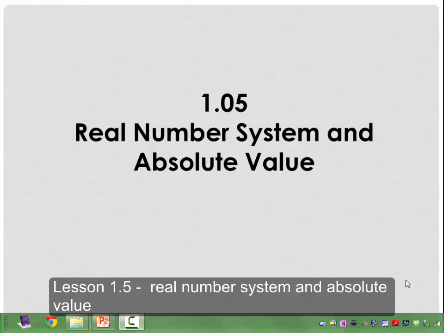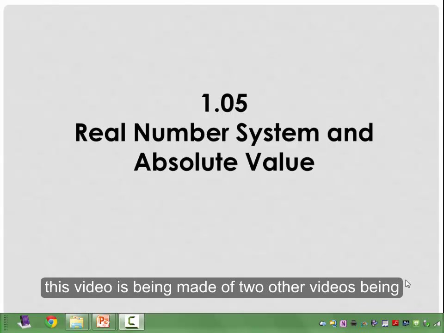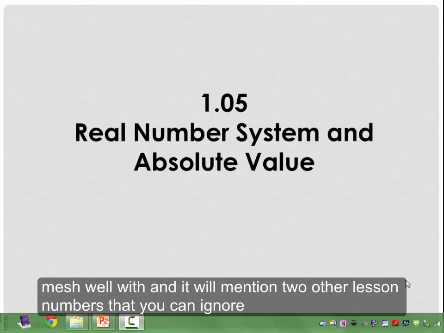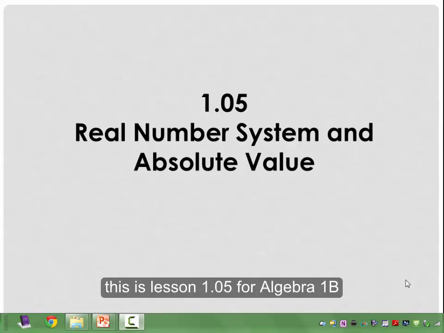Lesson 1.5, the real number system and absolute value. This video is being made of two other videos being strung together from Algebra 1A, and therefore it may not exactly mesh well, and it will mention two other lesson numbers that you can ignore. This is Lesson 1.05 for Algebra 1B.